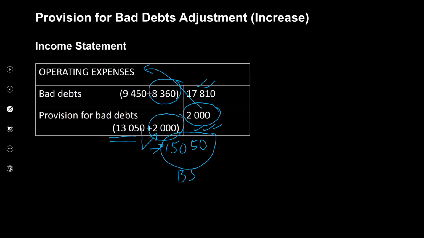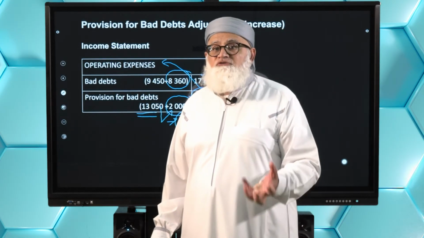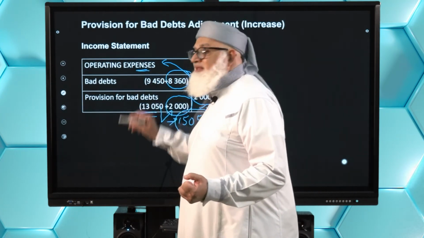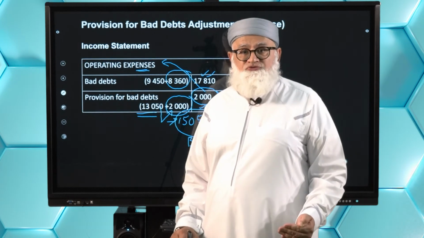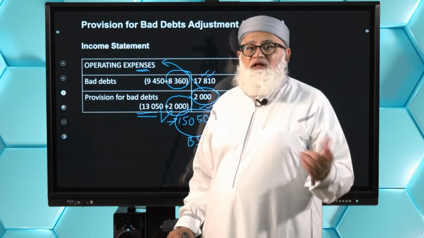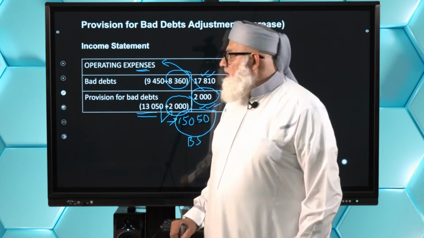So what do we remember from this here? When you are increasing your provision for bad debts, the adjustment becomes an expense. And when you are decreasing your provision for bad debts, then your adjustment account, like the previous example, becomes an income. Okay.